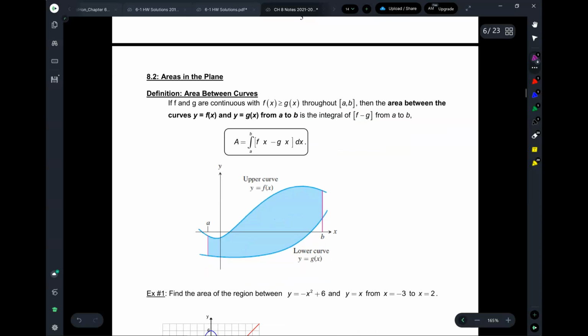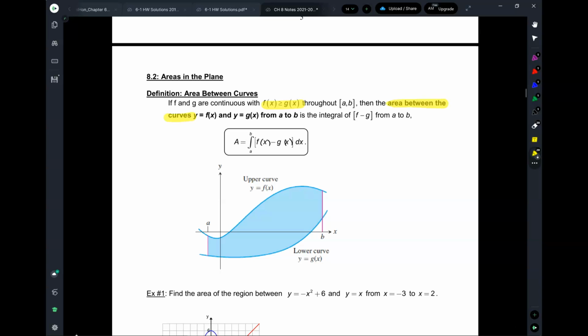But what if you have more than one curve? Okay, so suppose f and g are continuous functions. It's all about being continuous. And suppose f of x is greater than g of x, right? Which means physically, f of x sits above g of x vertically, throughout a and b. Then what is the area between the two curves?